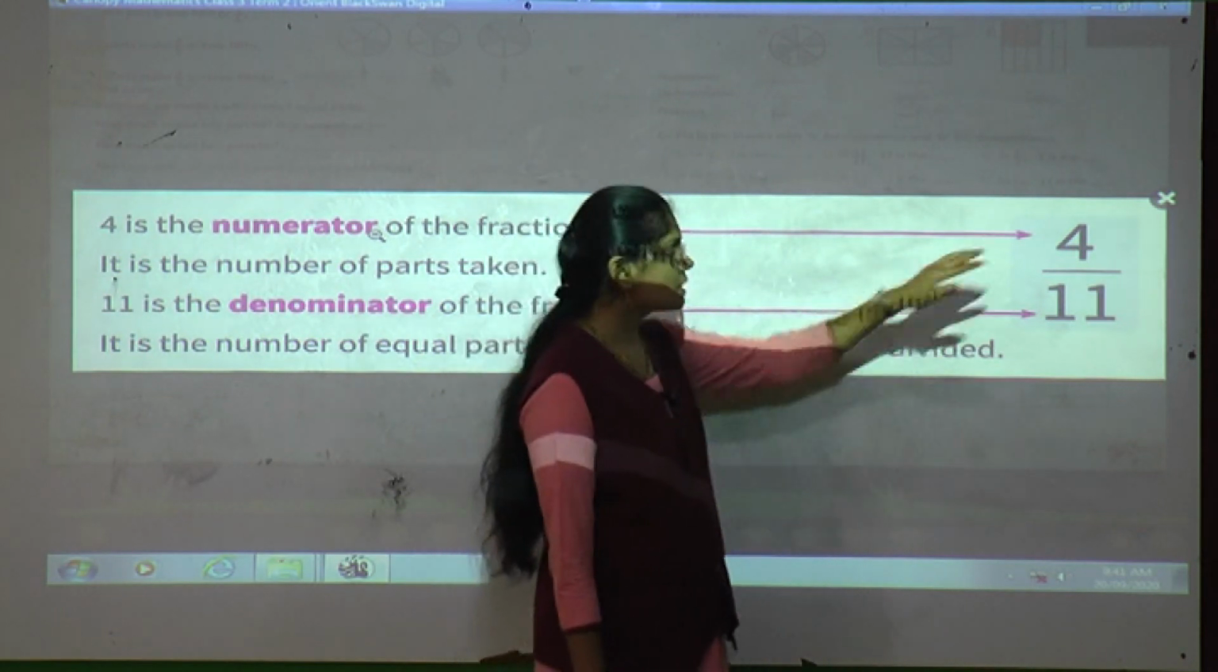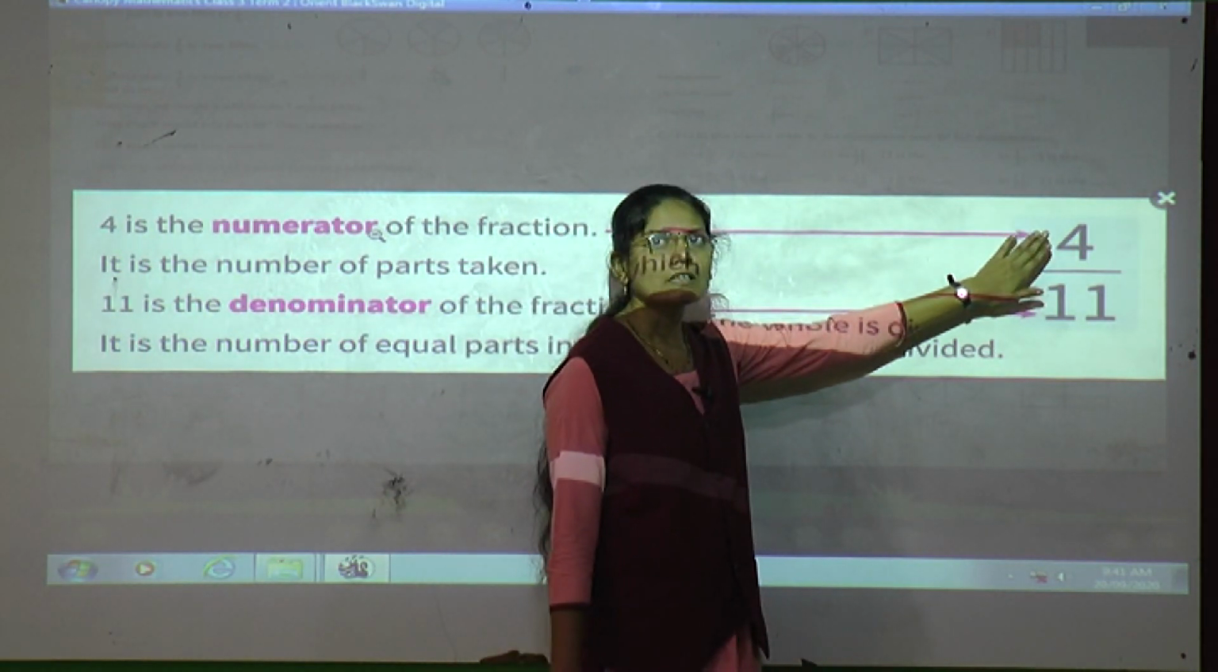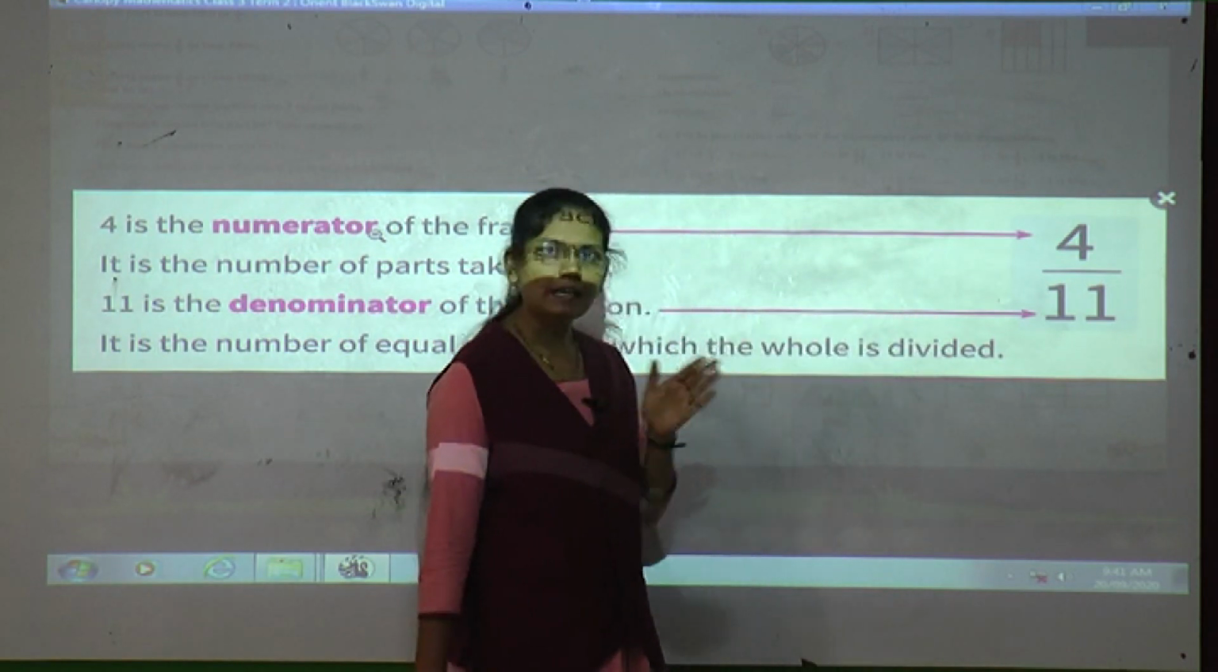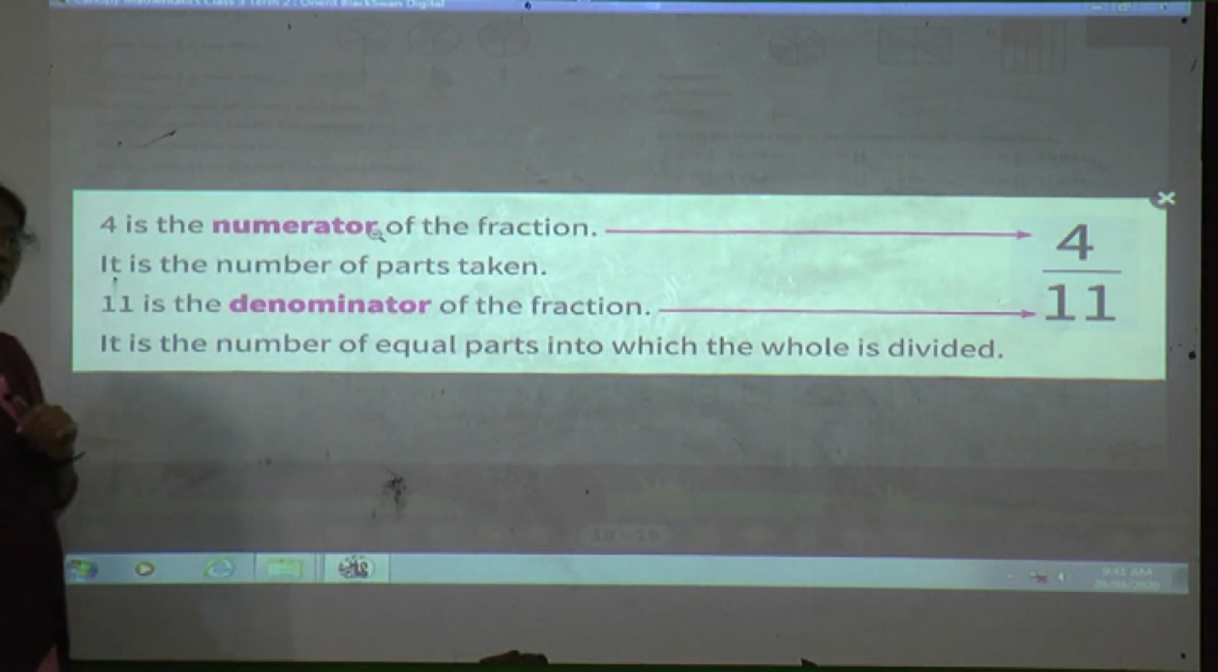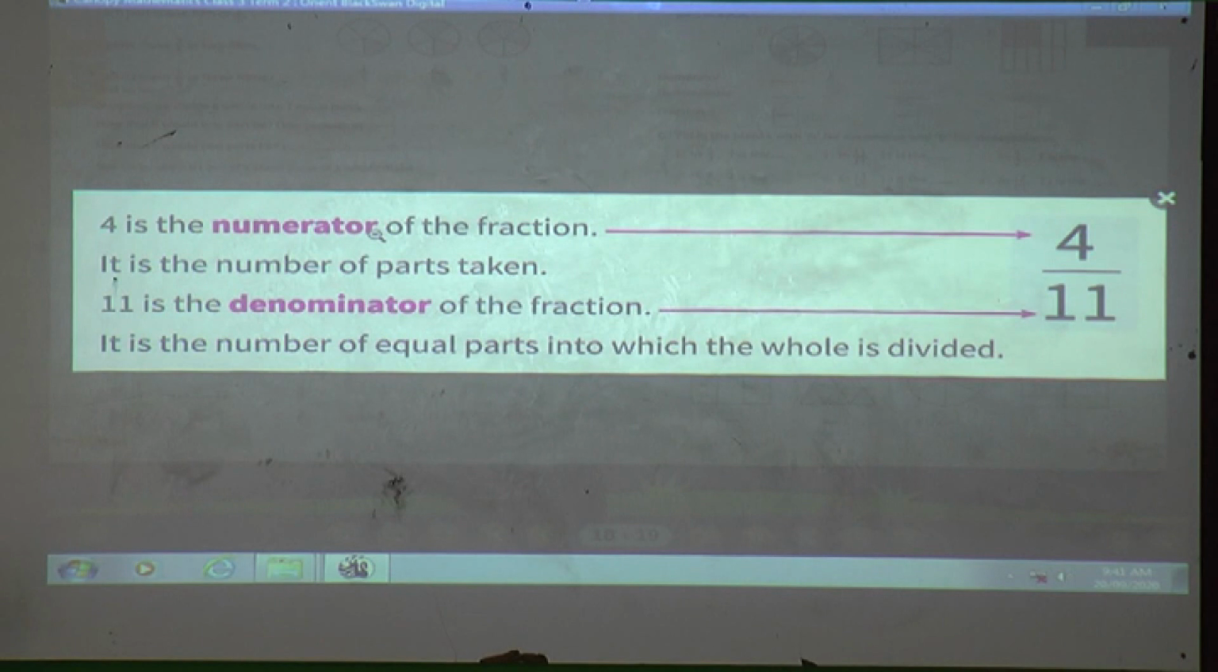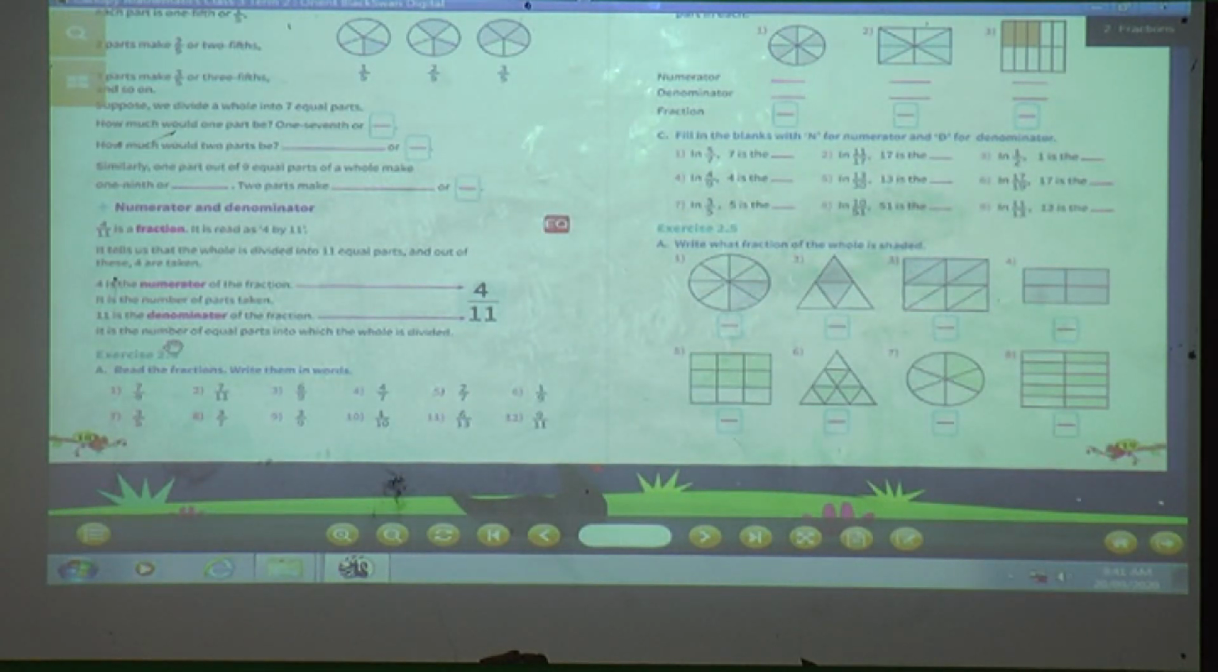Okay, and this 4 means what? The parts taken away from the total number of parts, that is called the numerator. So now in this example 4 is the numerator and 11 is the denominator. Once again I will tell you, numerator means what? It is the number of parts taken. And denominator means it is the number of equal parts into which the whole is divided.